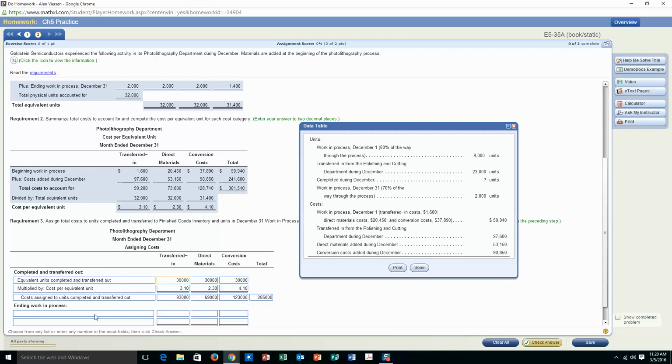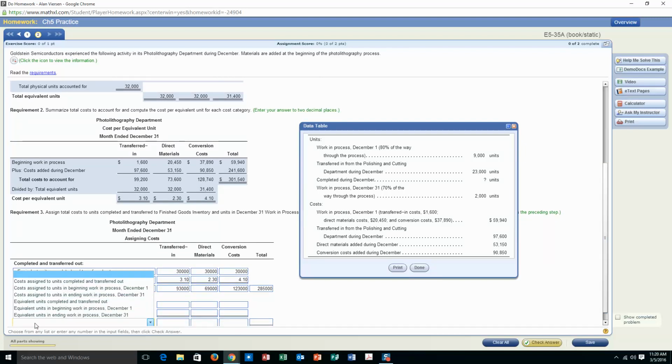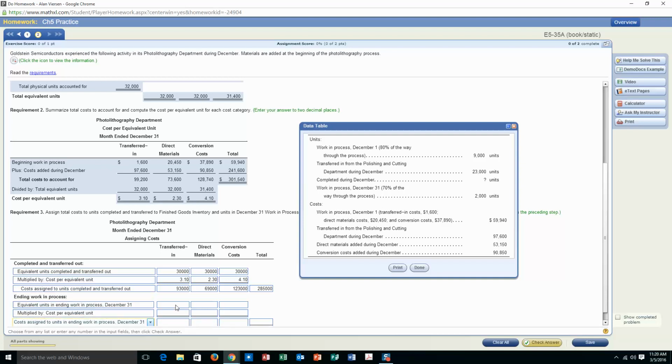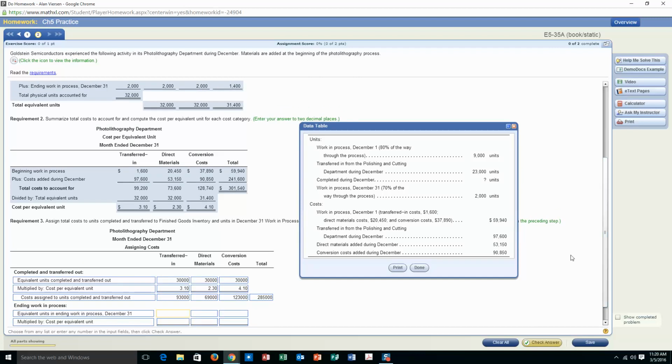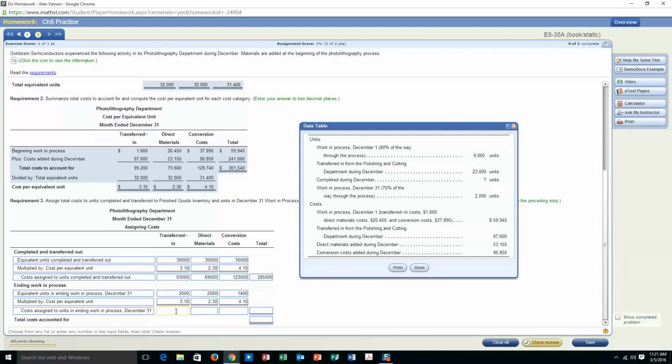I take a look now at the ending work in process, and I want to put in the equivalent units in the ending work in process. I'm going to multiply this times the cost per equivalent unit again. And of course, the end result will be the costs that are assigned to the ending work in process. Scroll back up, find the number of equivalent units. 2,000 for transferred in, 2,000 for direct materials, 1,400 for conversion from step 4, $3.10, $2.30, and finally $4.10. I probably should have put these labels in ahead of time, but let's just go ahead and complete this problem as we have it now.